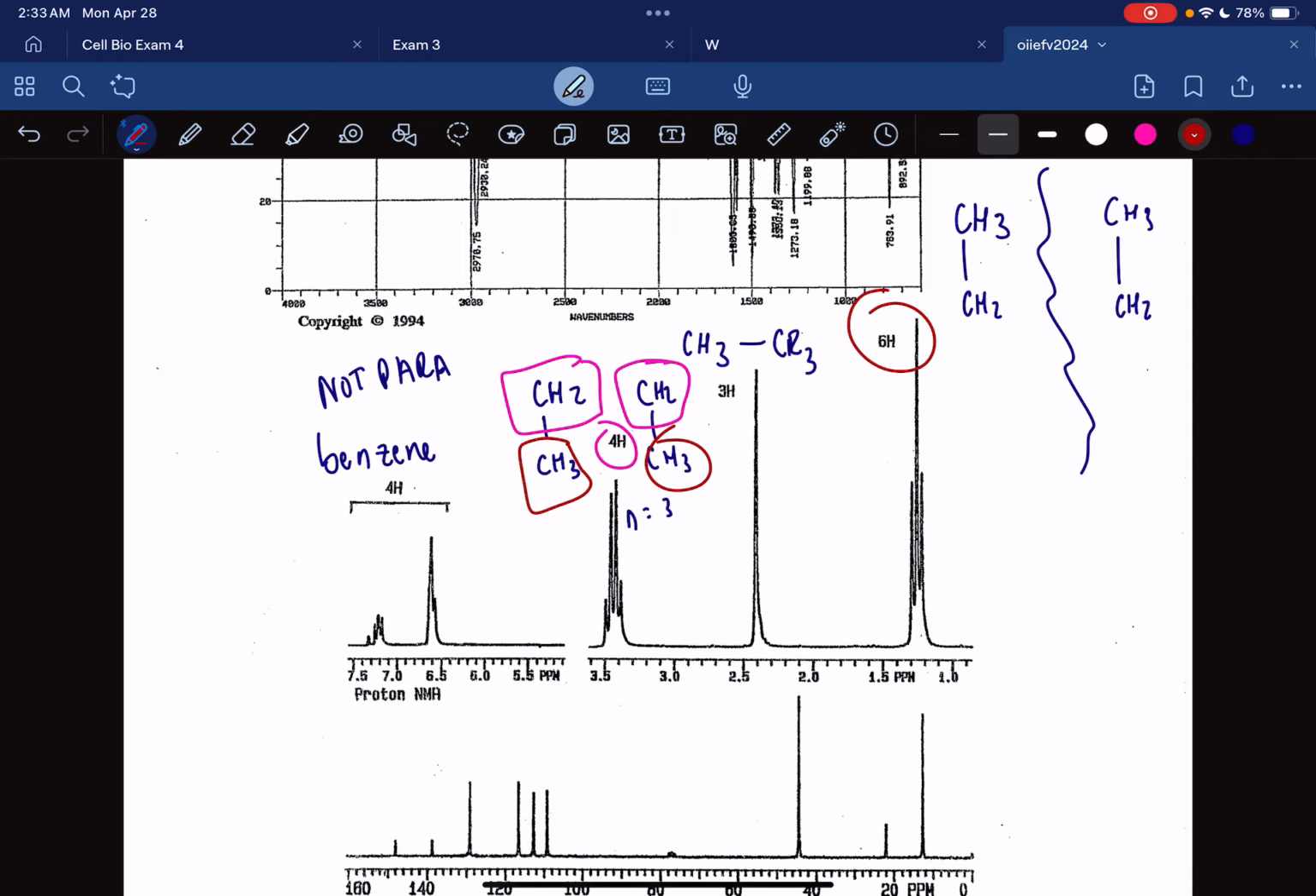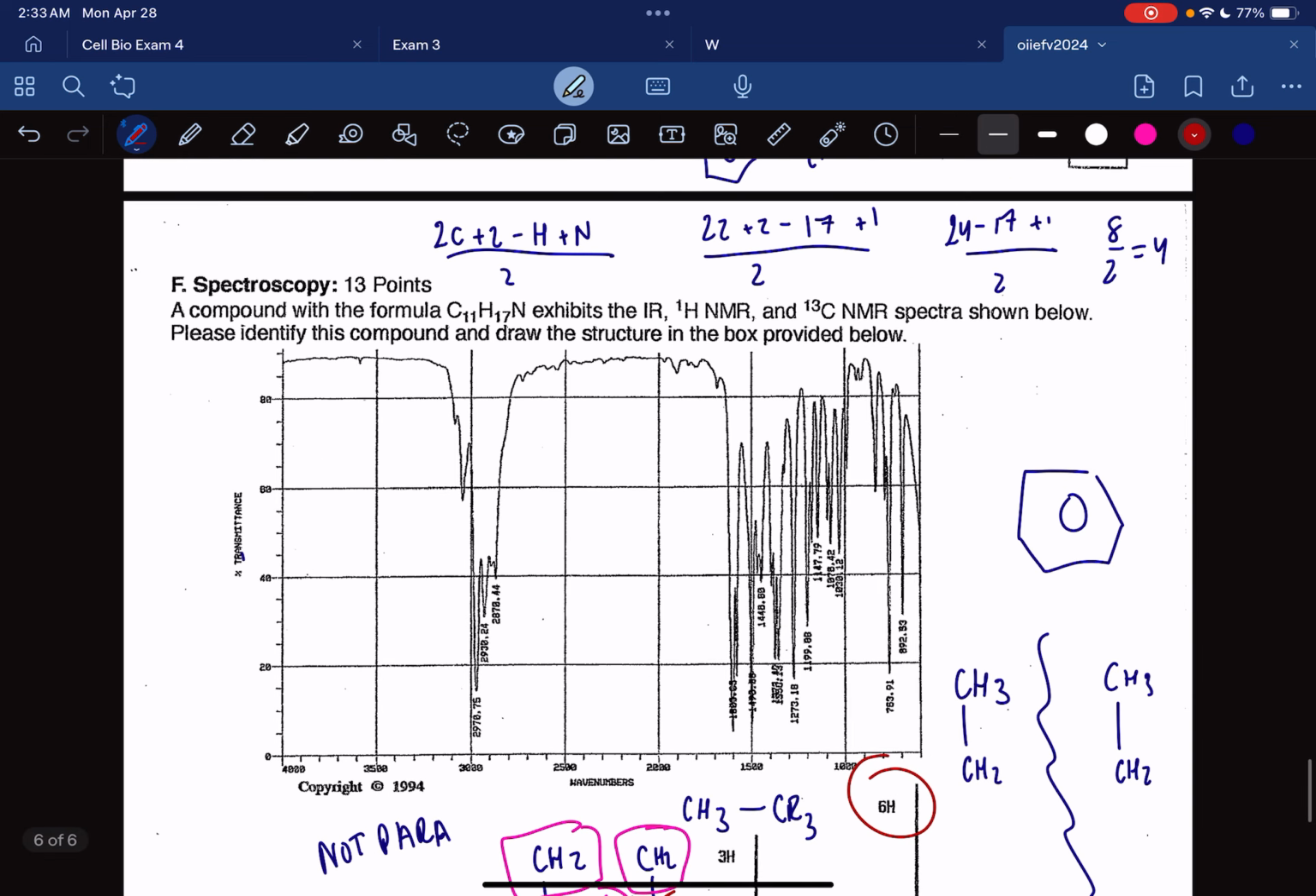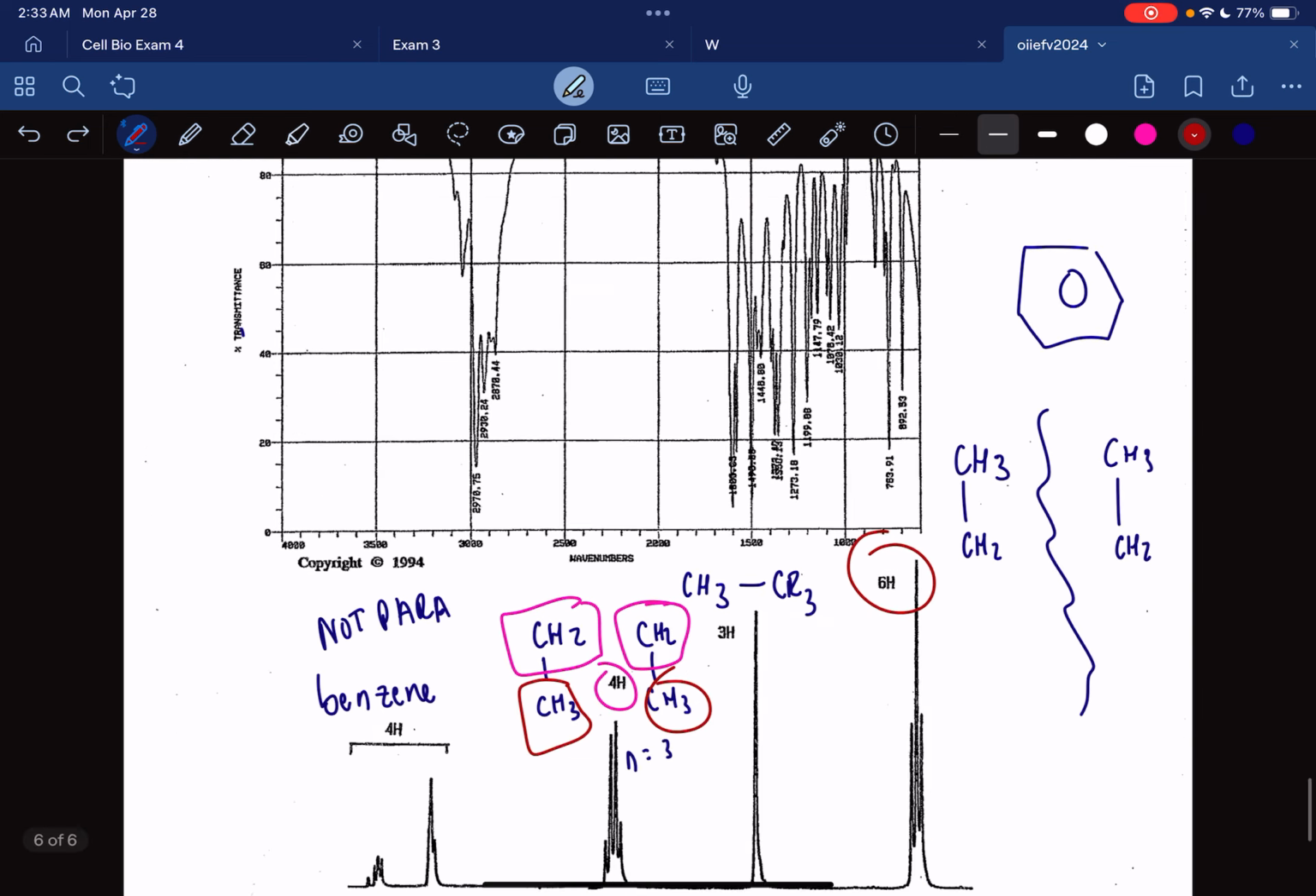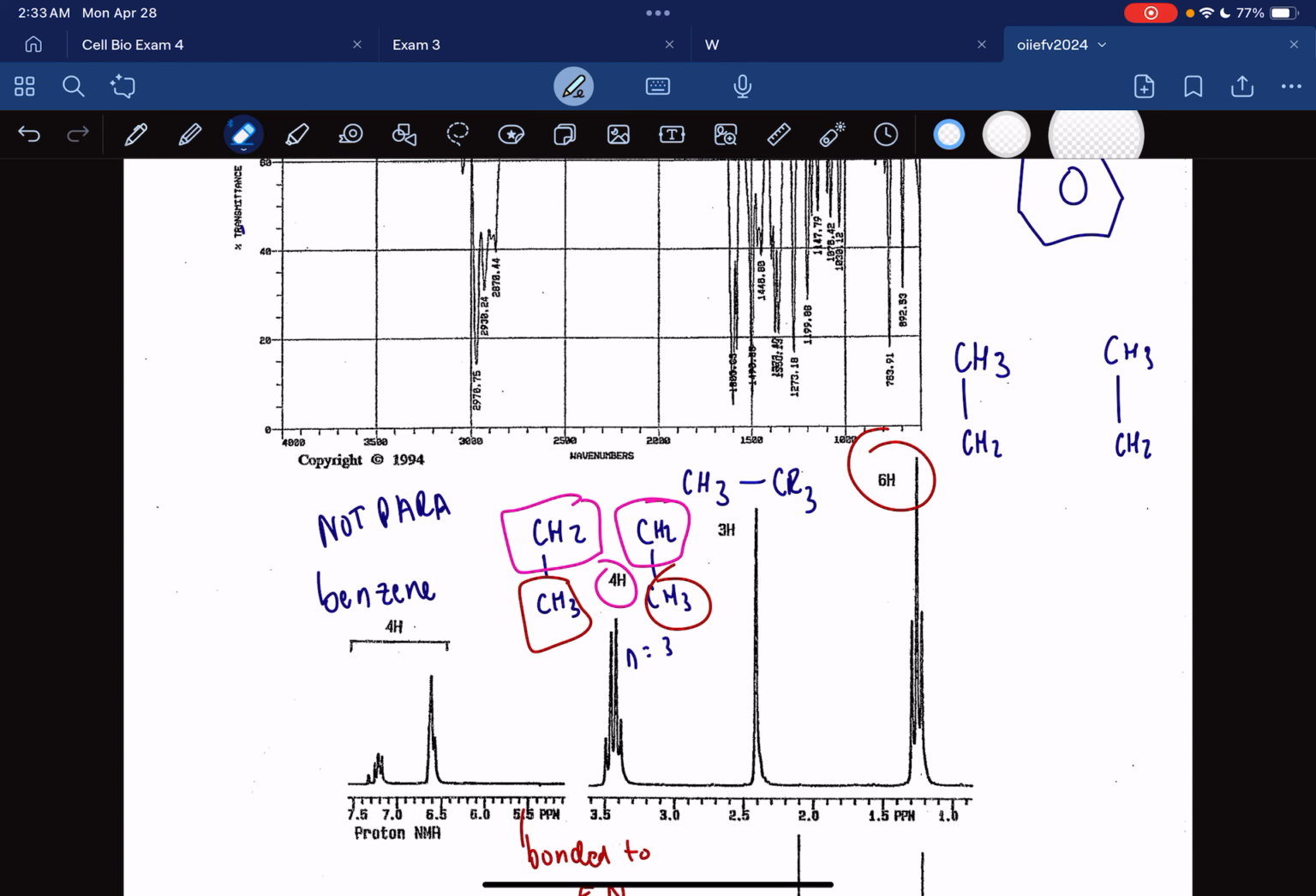Okay, but now something interesting is going on. And that's the fact that this is in the 3 to kind of 4-ish range. So if it's in the 3 to 4 range, that means it's bonded to something electronegative. Now, what are our options? Our only option is a nitrogen. So for now, I'm just going to bond them both to a nitrogen. And this might be wrong, but we'll fix it later. So that's bonded to a nitrogen, okay. This piece is done. We still need to deal with this 3H.